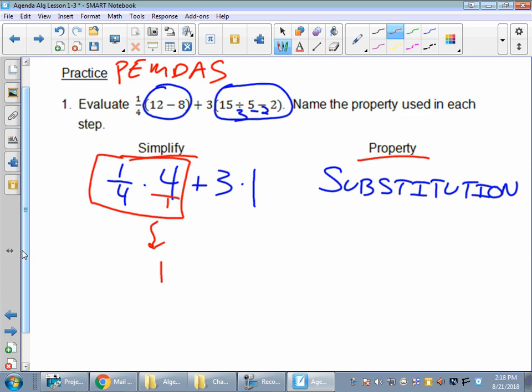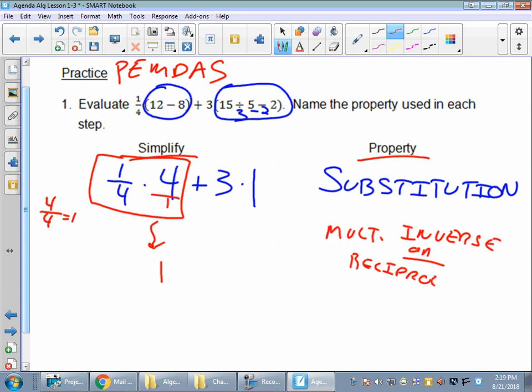And remember, over here, I'll do the math on the side. On the top, 4 times 1 would be 4. On the bottom, 4 times 1 would be 4, which is equal to 1. So what property was that? We just talked about it. It's the reciprocal, or you could say multiplicative inverse, or reciprocal. Either one works for me.